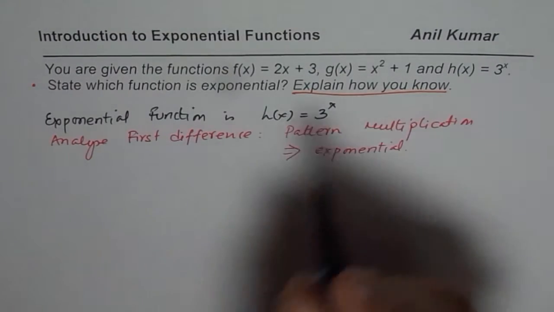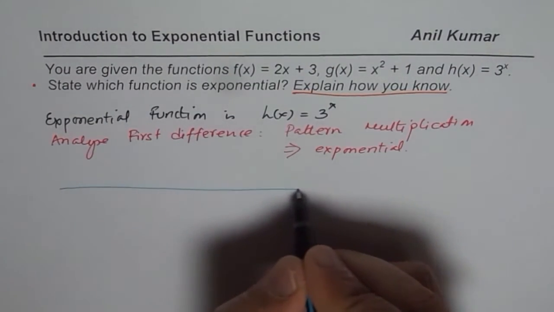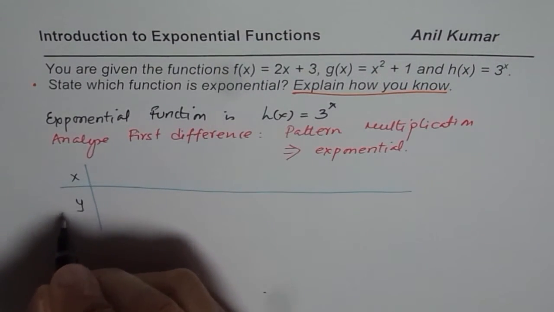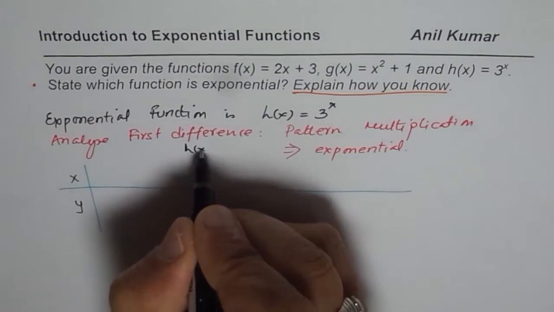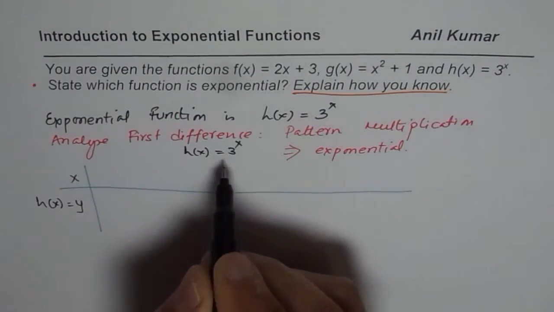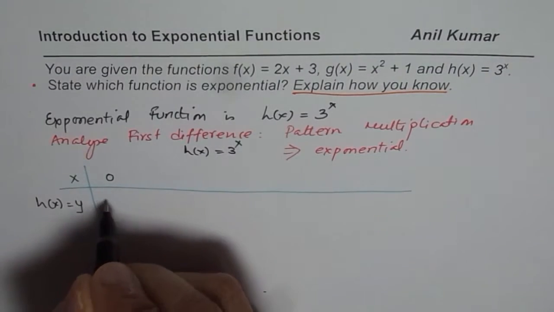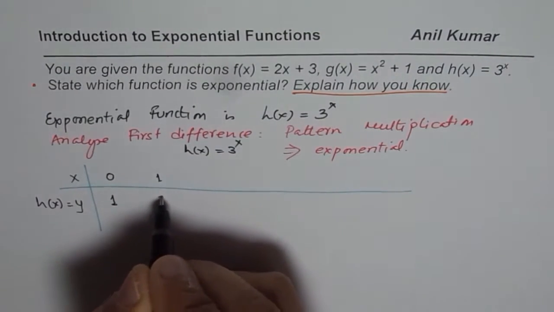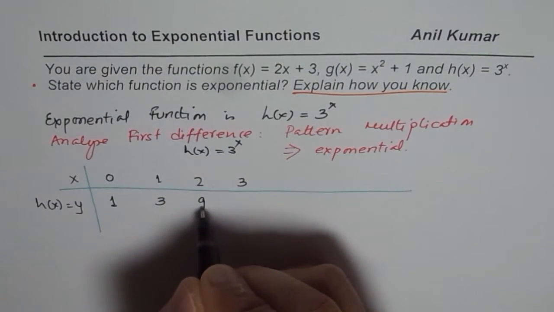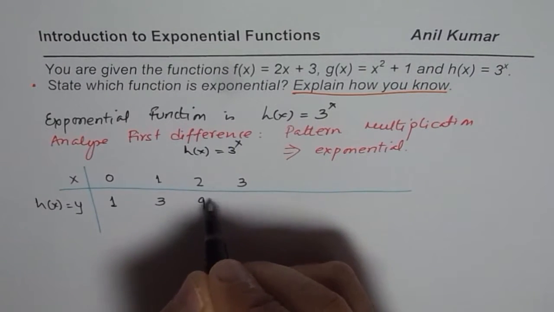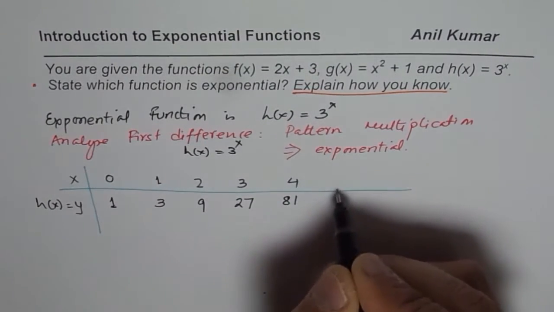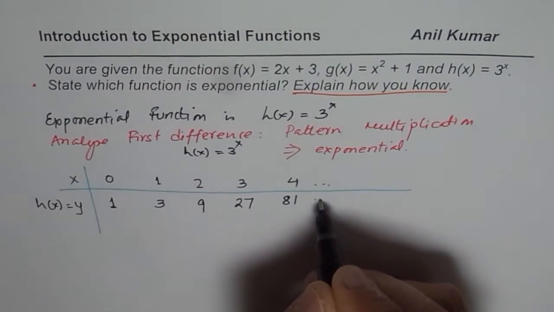So let us make a table of values and then find the first difference. I'll write down x and y values for the function y equals h of x equals 3 to the power of x. If x is 0, anything to the power of 0 is 1. If x is 1, anything to the power of 1 is the number itself, 3. For 2, 3 squared is 9. For 3, 9 times 3 is 27. For 4, we get 81.